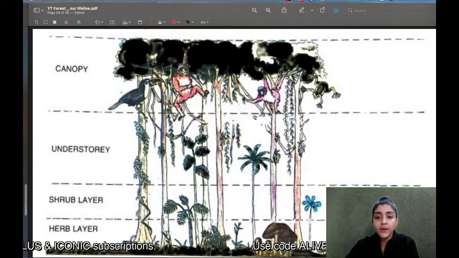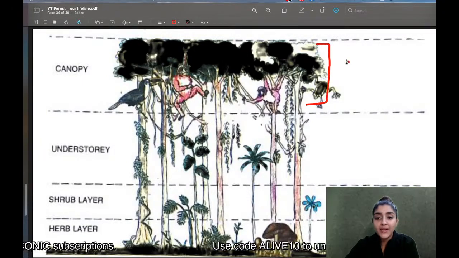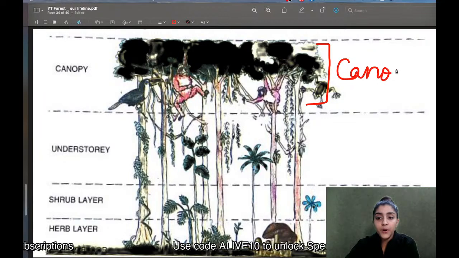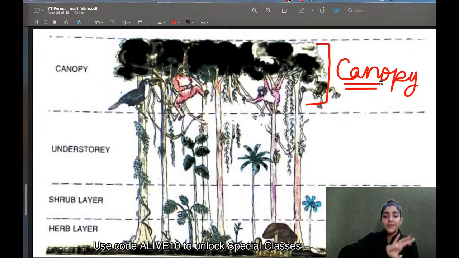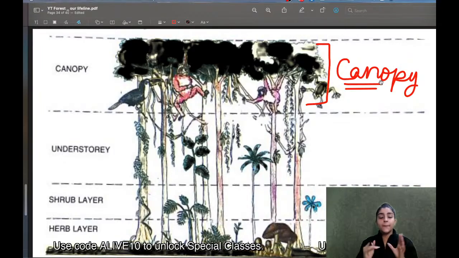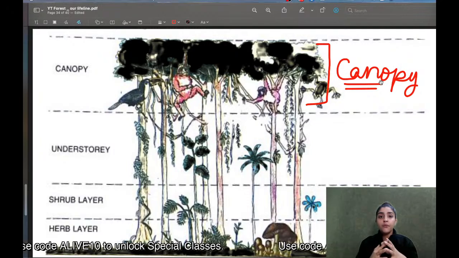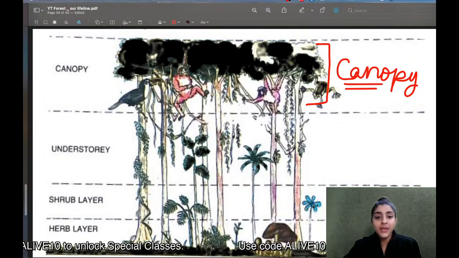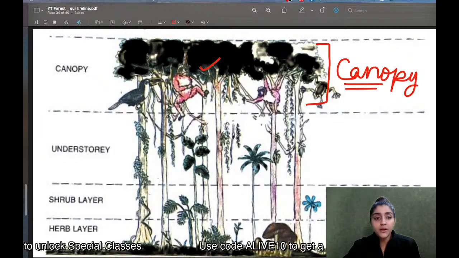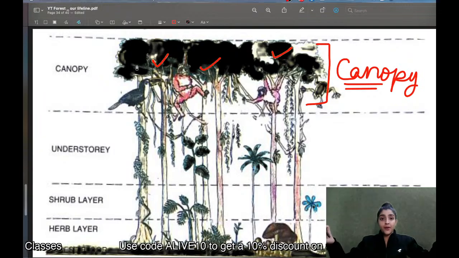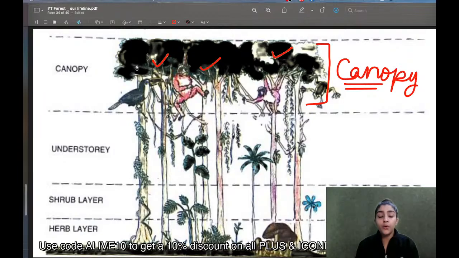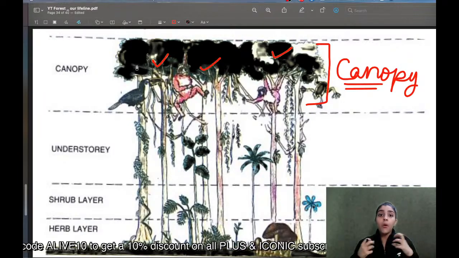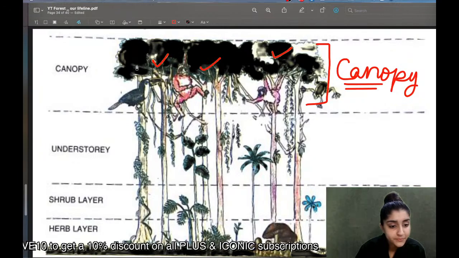The first layer over here that you can see is known as a canopy. How can you define canopy? Canopy is an umbrella-like layer that is covering the forest completely. It consists of crowns of trees. As you can see over here, all the crowns of the trees are meeting up and forming a complete layer. This is the layer of the forest that is at the topmost. Moreover, it is absorbing all the sun rays.